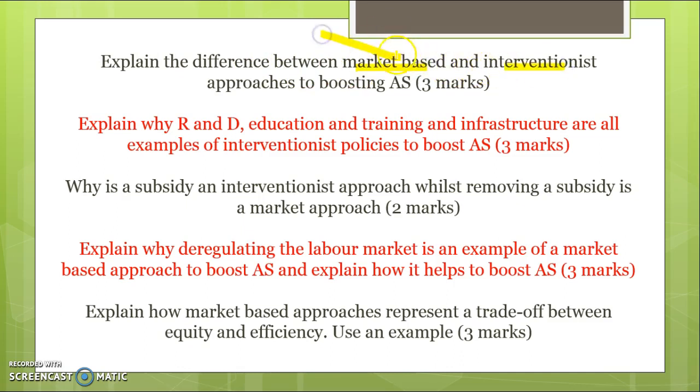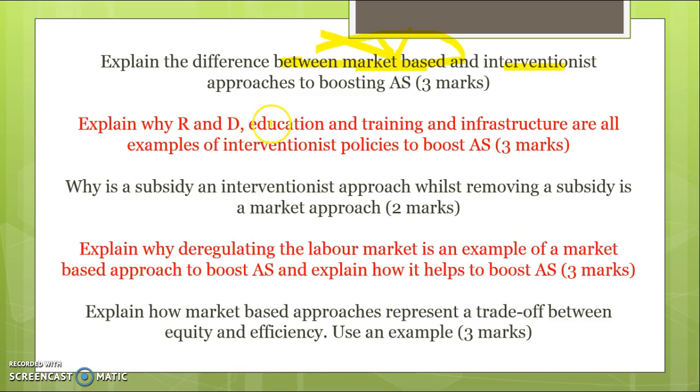So for market-based, you talk about removing government intervention. That can include deregulating the labour market, getting rid of the minimum wage, and lower company and income taxes, all designed to promote productivity, as opposed to interventionist supply-side policies like education, infrastructure and subsidies, which still work to boost the quality of our resources, but do that by the government intervening, which can often cost the government money. So one of the benefits of market-based supply-side policies is that they don't always have to cost the government money. These approaches don't actually cause a government outlay.